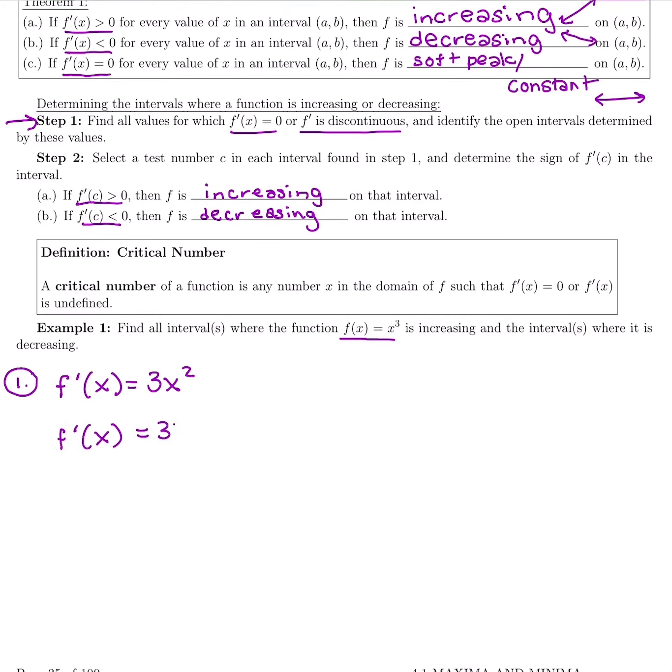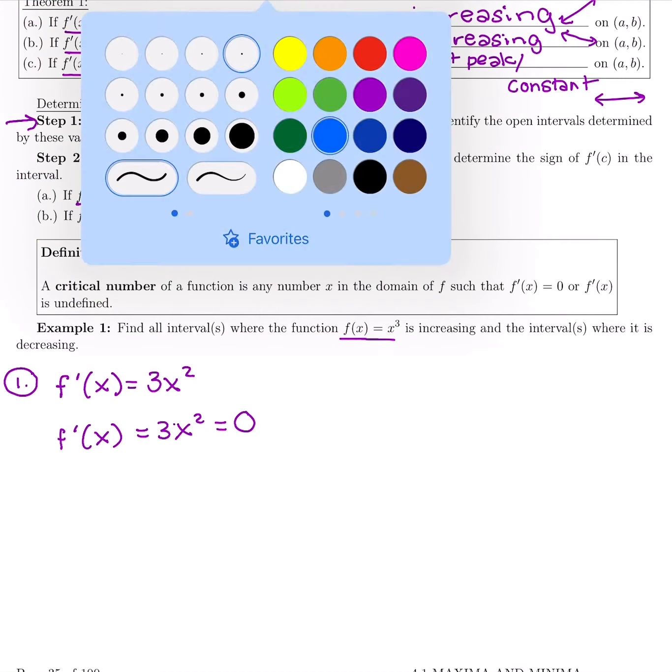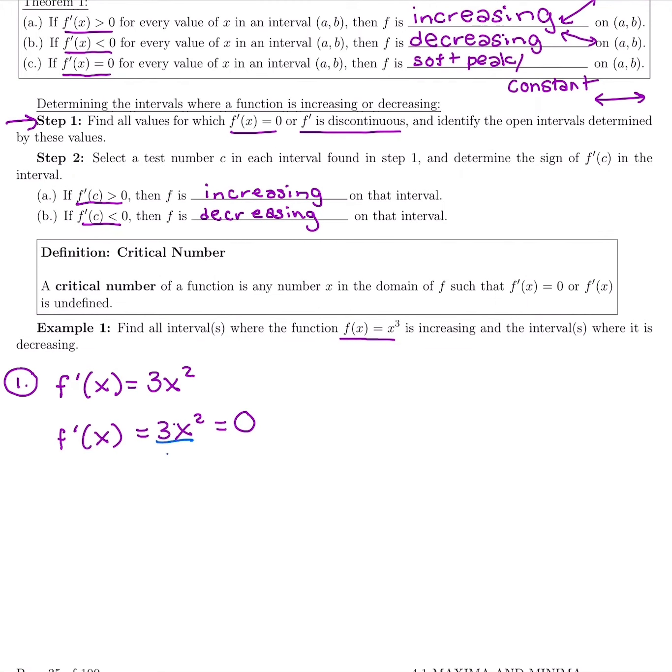So we'll take 3x squared and set it equal to 0. So we need to know some solving methods. We want to figure out how to solve by getting x by itself. We would divide by 3 first of all. We get x squared equals 0. And then you could take the square root of both sides and see that x is 0.